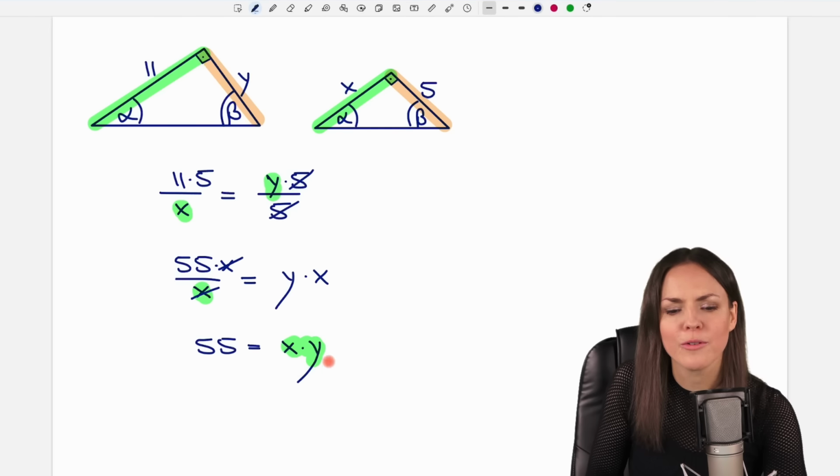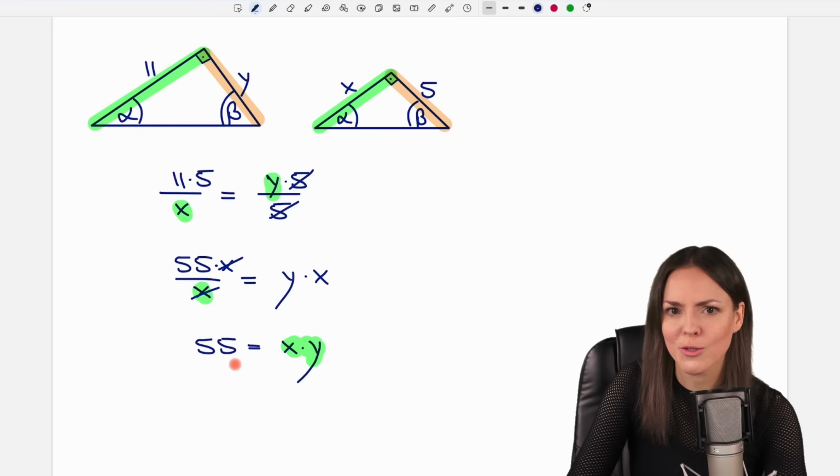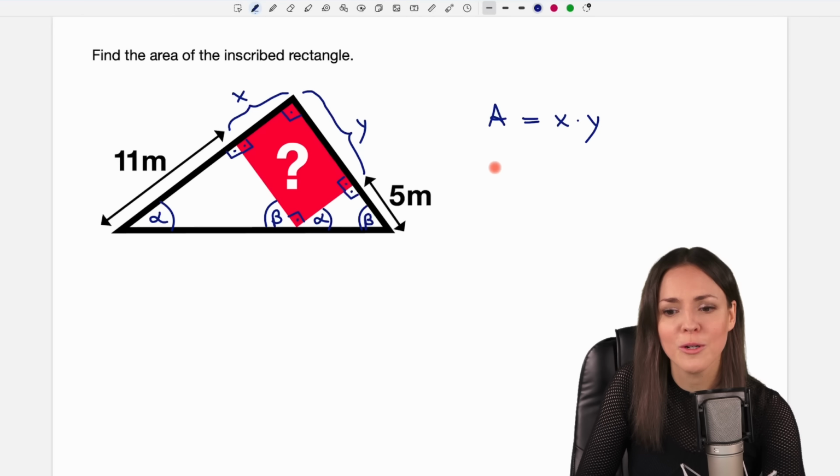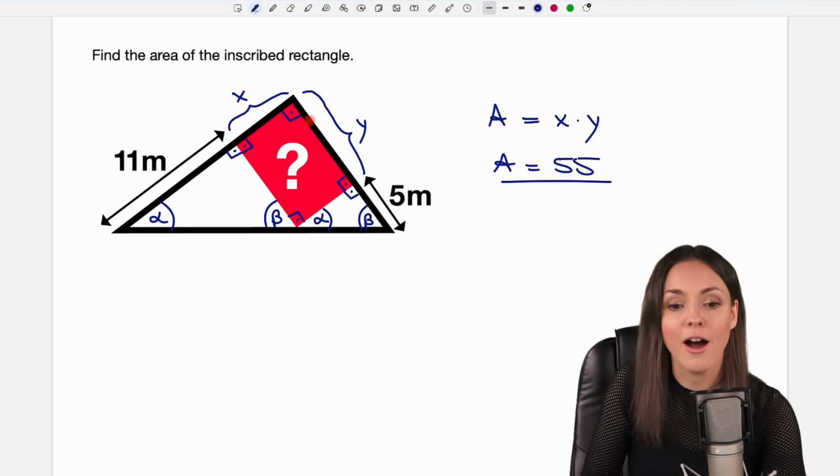Do you remember from the beginning what we were searching for? We wanted to find the area of the rectangle, right? So we now have that x times y equals 55. So let's get back to the beginning. X times y was what we were looking for, and we just found out that it is 55. So we found the area of our rectangle, and we solved this problem.